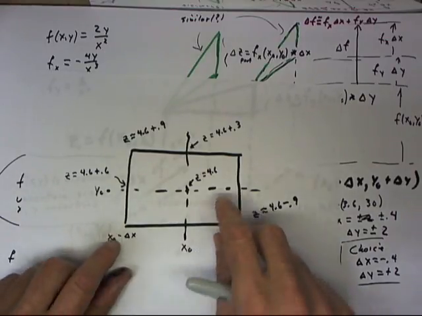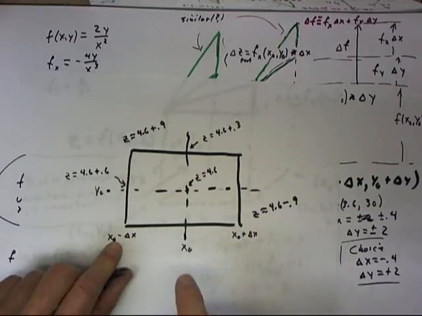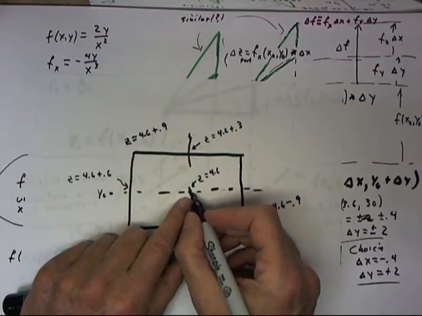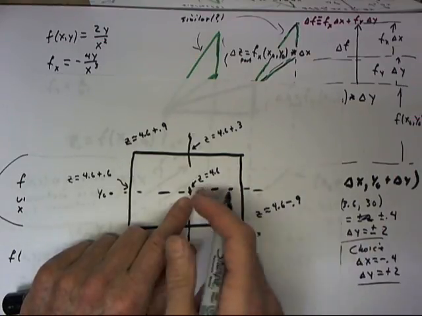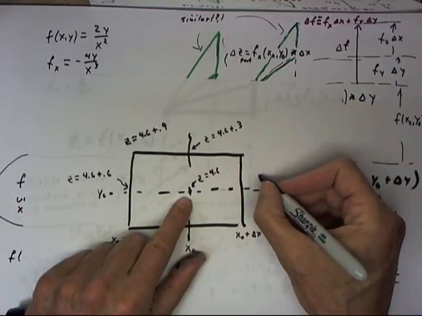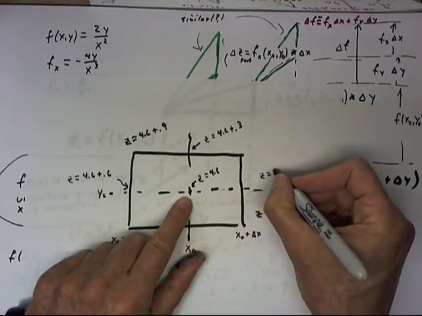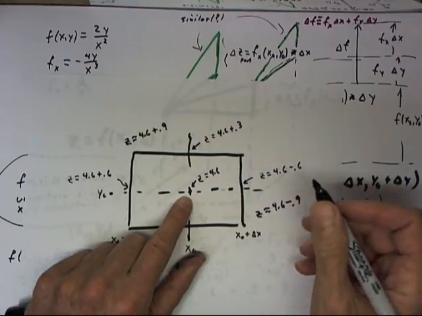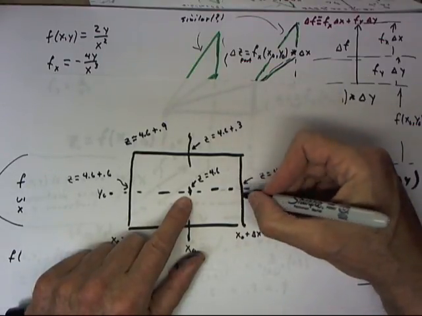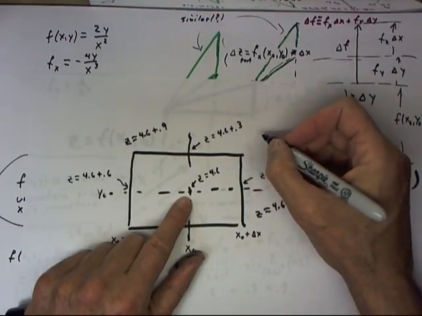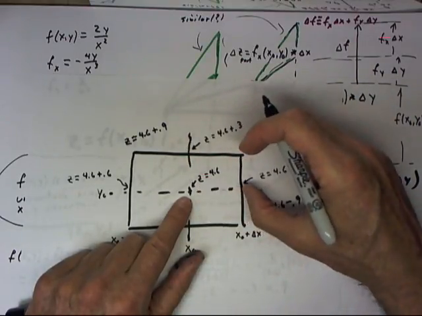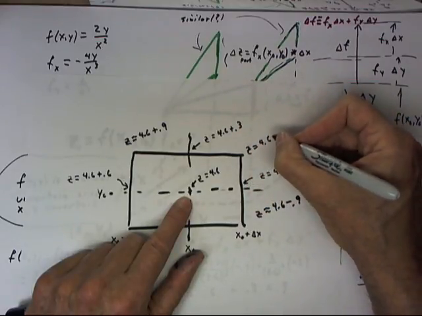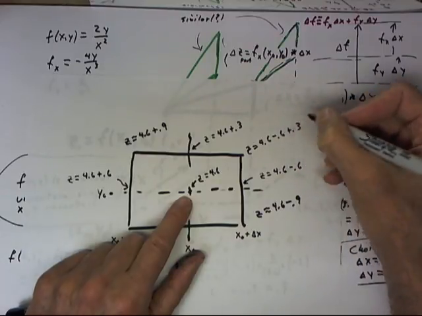We could also figure the approximate values at this corner, and this corner. Let's just do this corner. We expect z to change by negative 0.6 as we move a delta x in the positive x direction. So z here would be 4.6 minus 0.6. But then if we move in the positive y direction, we would expect, again, an increase of 0.3. So we would have z equals 4.6 minus 0.6 plus 0.3.